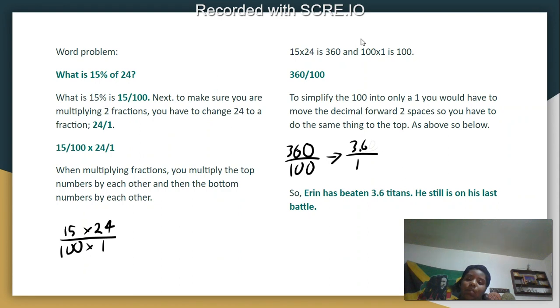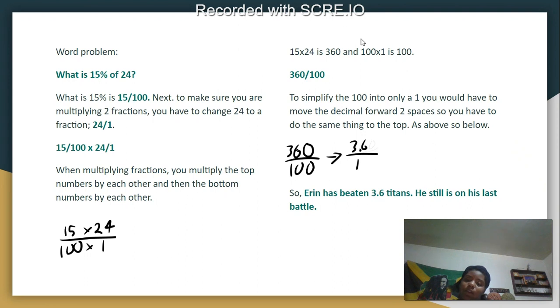What is 15% would be written as 15 over 100. Percentages are the same as fractions, and fractions represent division. Next, to make sure that you are multiplying two fractions, you have to change the 24 to a fraction as well, which would be 24 over 1, because any number written over 1 means that the number on the top is a whole number. So your written question would be 15 over 100 times 24 over 1.